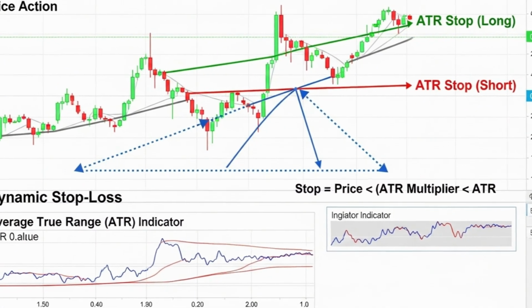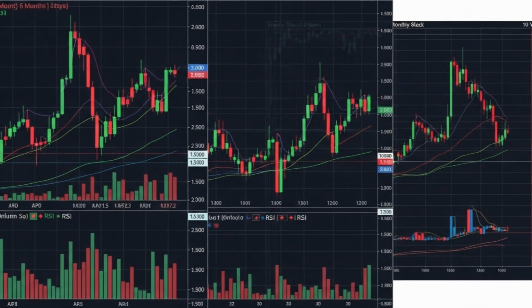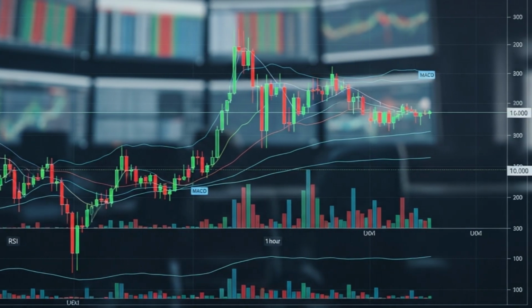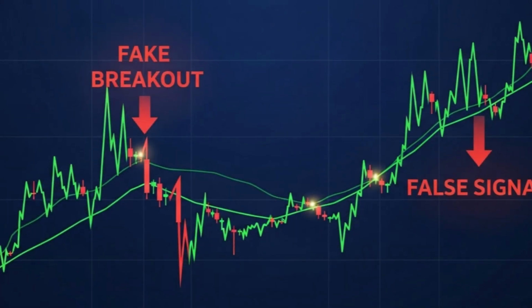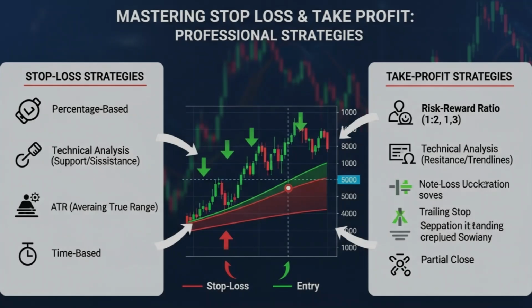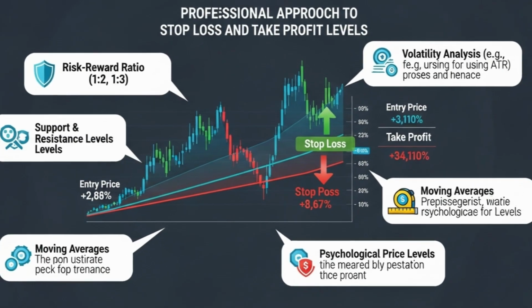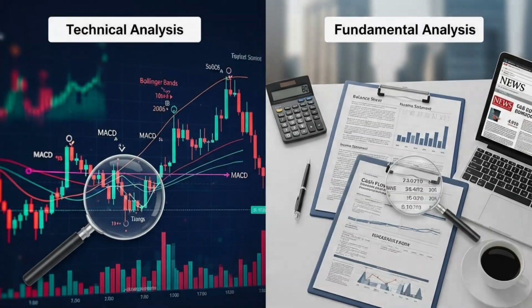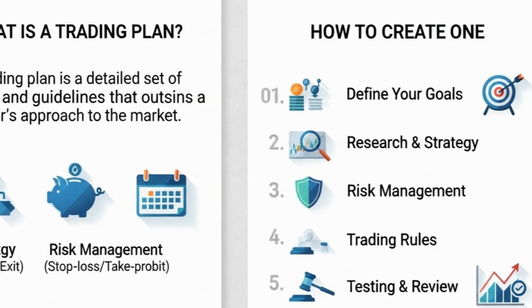Now, let's talk about chart patterns. These are visual formations that often precede specific movements. Common continuation patterns include flags, pennants, and triangles. These suggest the trend is likely to continue after a pause. Reversal patterns include double tops, double bottoms, head and shoulders, and wedges. These can signal a potential change in direction. For example, a double bottom forms when price tests a support level twice and fails to break below. It often signals a shift from bearish to bullish sentiment.